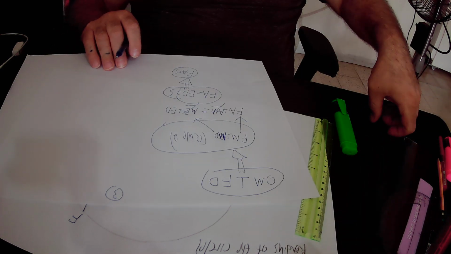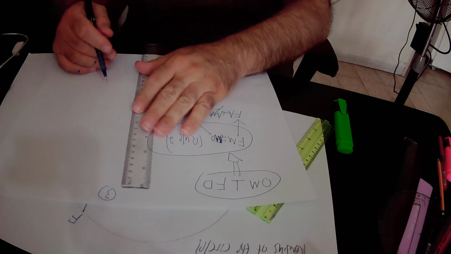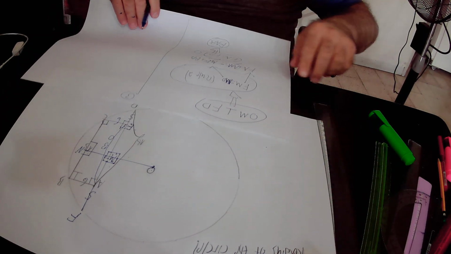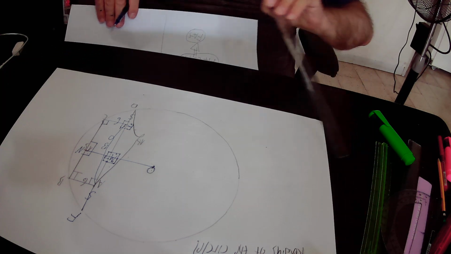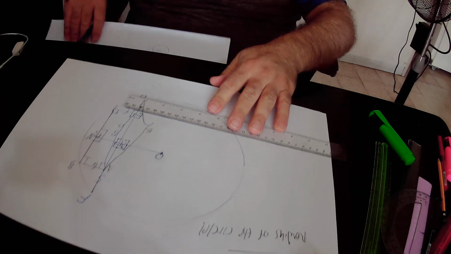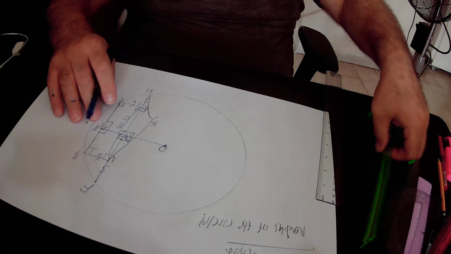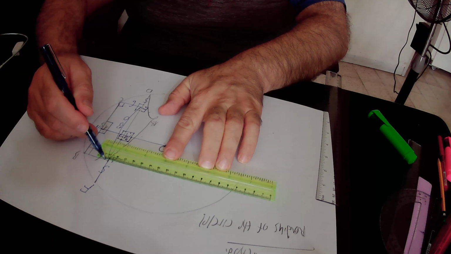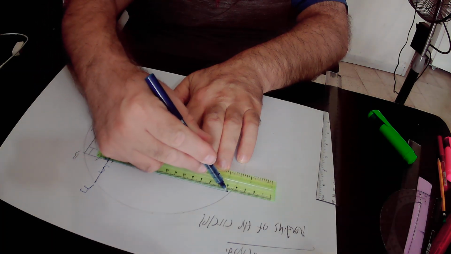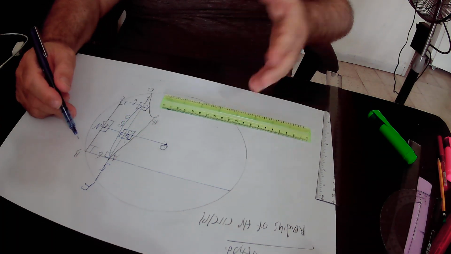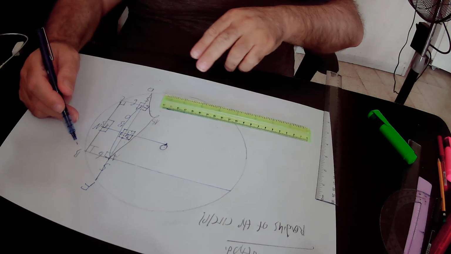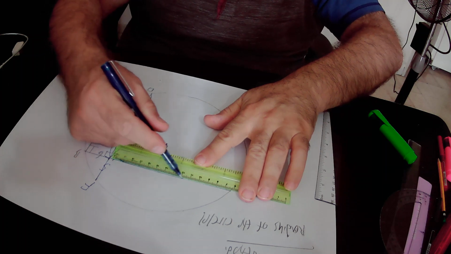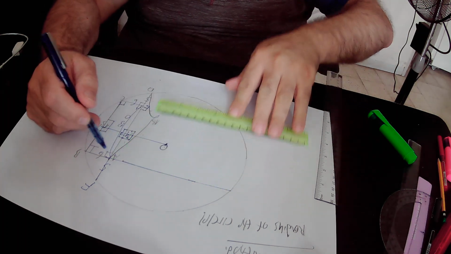In the next step, we will extend line segment BA until it touches the circle. We will define the touching point of the extended line segment BA and the circle as point P.